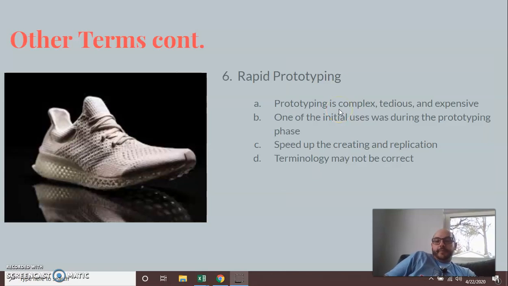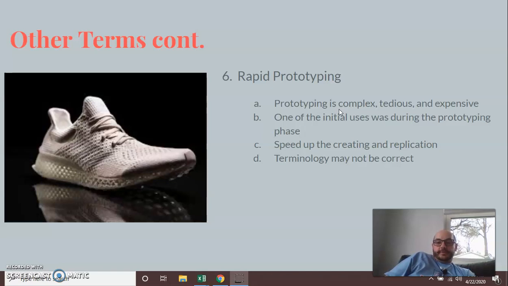The next one is rapid prototyping. So prototyping before the rapid prototyping machine was very complex, tedious, and expensive. Such as this Nike shoe, or I'm assuming it's a Nike. It looks like a Nike, maybe Adidas. But to make that was very tedious and could get expensive. Maybe not so much with shoes, but if you start talking about automobiles, yeah, they start getting expensive when you start prototyping them.